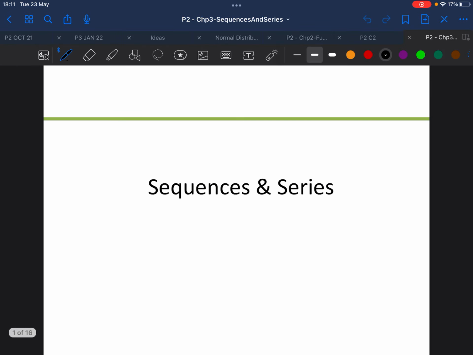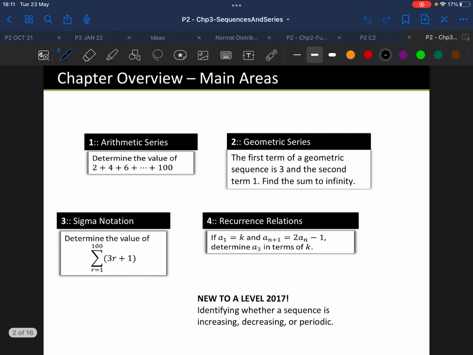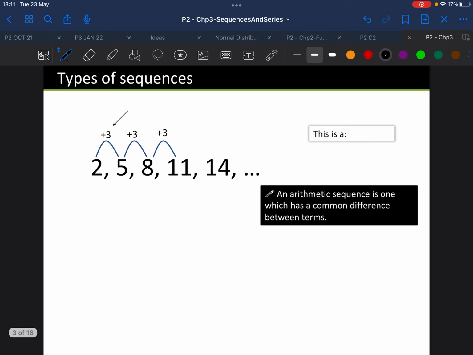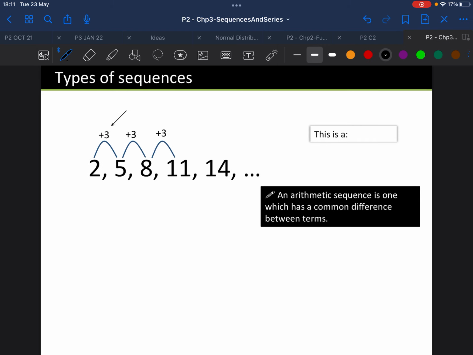Okay, this is chapter 3, sequences and series. These are roughly the sections that we're going to look at, and we're going to start by looking at what are called arithmetic sequences, these ones here. So this is an arithmetic sequence. You can tell it's an arithmetic sequence because it has a common difference.